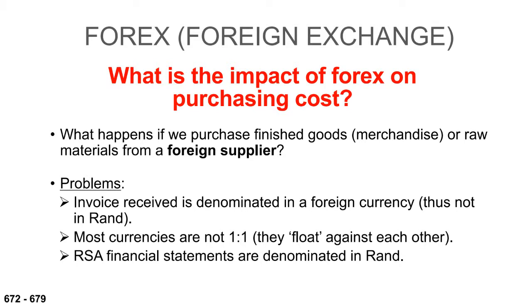All right. So with Forex, we can purchase inventory from a foreign supplier. When we purchase inventory from a foreign supplier, it means that the invoice or the inventory that we receive will be denominated in a foreign currency. That means it will be valued in a foreign currency. Right. Now we've got a problem, because our financial statements need to be in rands, right? But the transaction that we've engaged in is in a foreign currency. So now we've got a problem. We now need to find a way to translate, right, that foreign currency into rands.